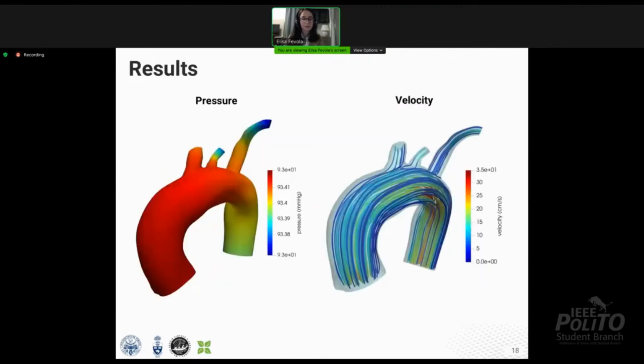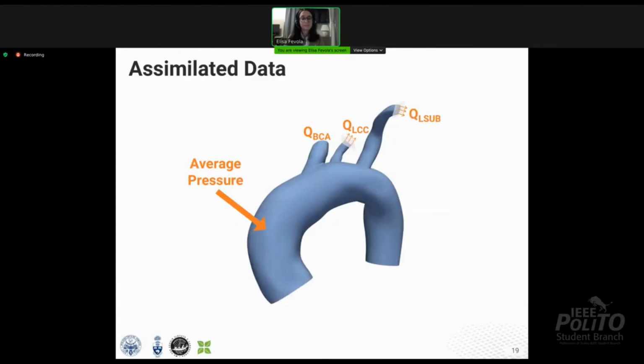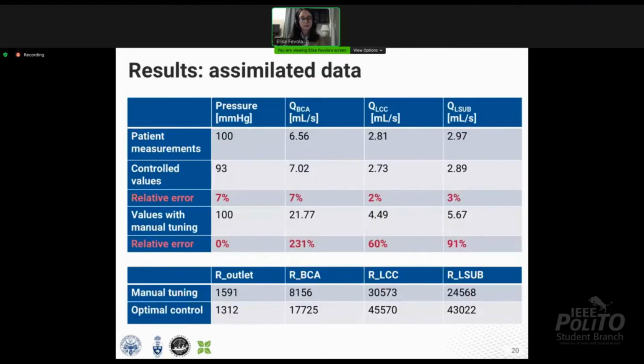You have here the pressure that is coming out of the optimal control and the velocity. And the data that I'm assimilating is the average pressure measured all over my domain, and then the flow rates measured at the outlet of the supraortic branches. So where I'm also trying to find the resistive boundary conditions. To give you more quantitative data, here you have the patient measurement, so the pressure that we measured on the patient, and then the flow rates at the outlet.